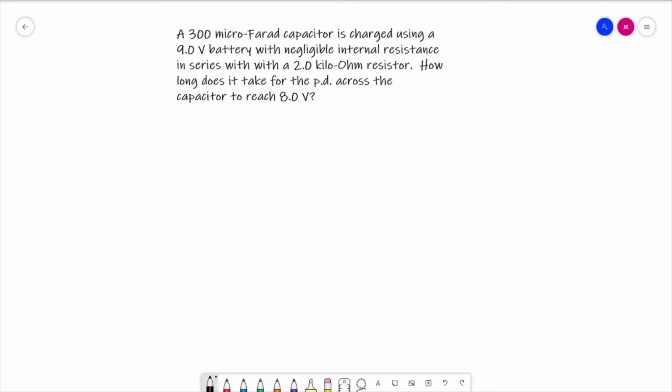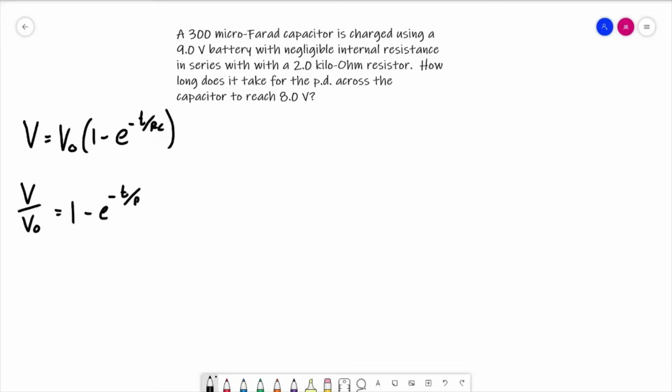So in order to do this question, we're going to use the equation because we're talking about potential difference and we're talking about charging. So you're going to use V is equal to V naught (1 minus e to the minus t over RC). Now, firstly, bear in mind that we're trying to find t. We're going to do a little bit of rearrangement first. The first thing I'm going to do is divide both sides by V naught. So V over V naught is 1 minus e to the minus t over RC.